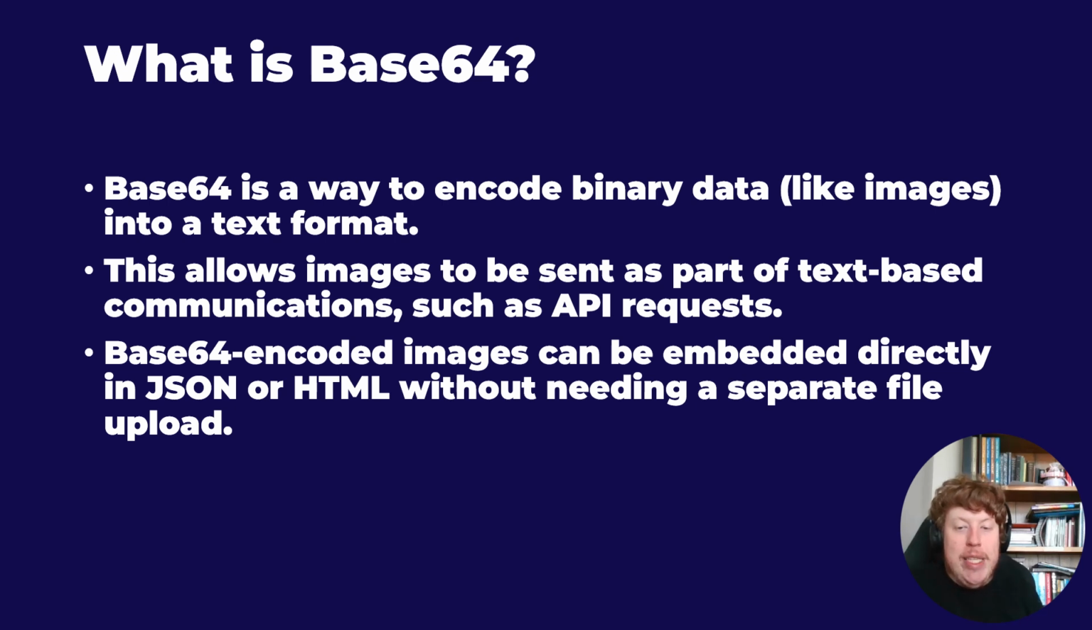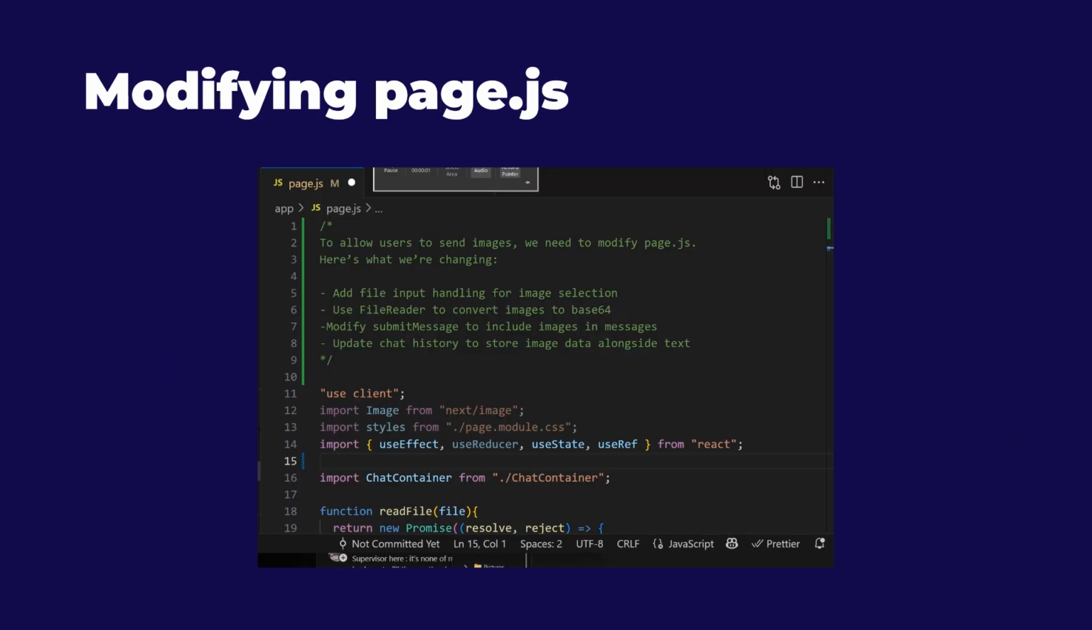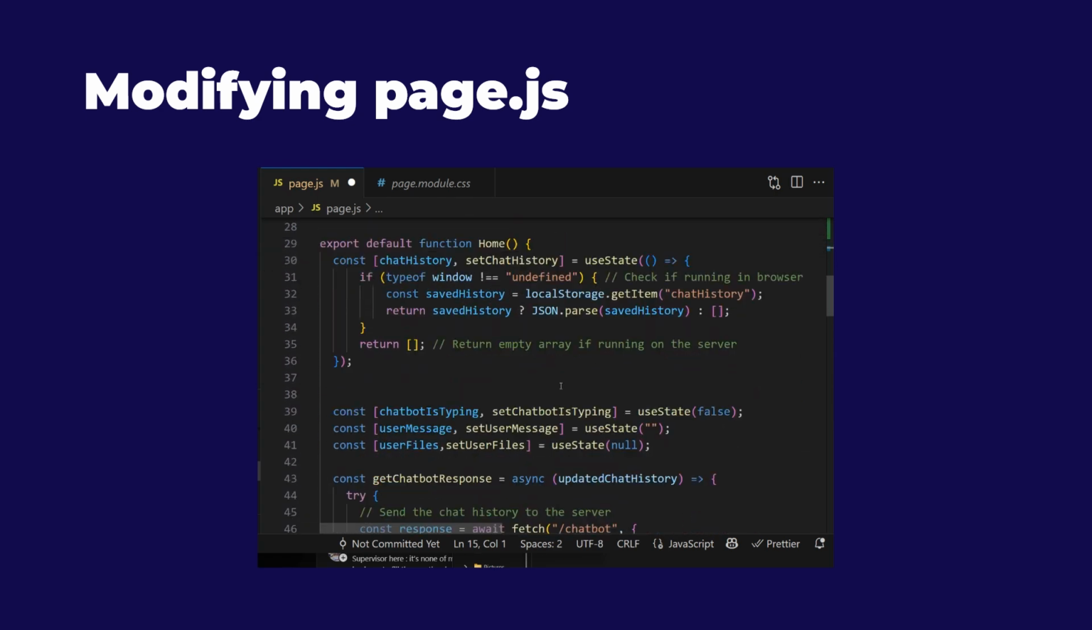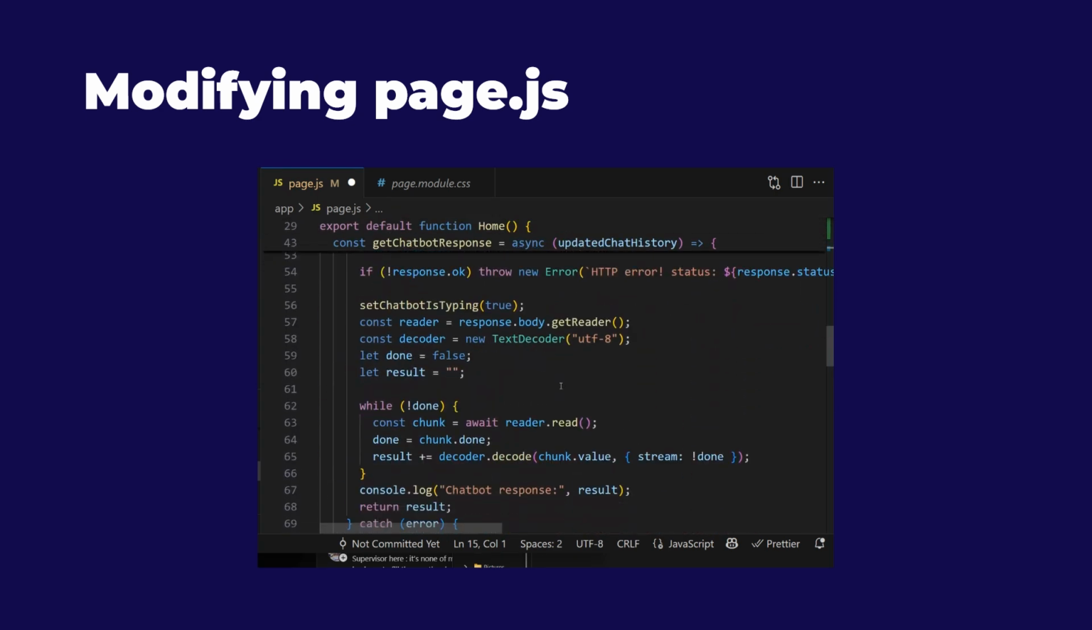Now let's implement this in page.js. To allow users to send images, we need to modify page.js. Here's what we're changing. We're adding input file handling for image selection. We use FileReader to convert images to base64. We modify submit messages to include images in messages. And we update the chat history to store image data alongside the text. So here's the modified code to do just that.